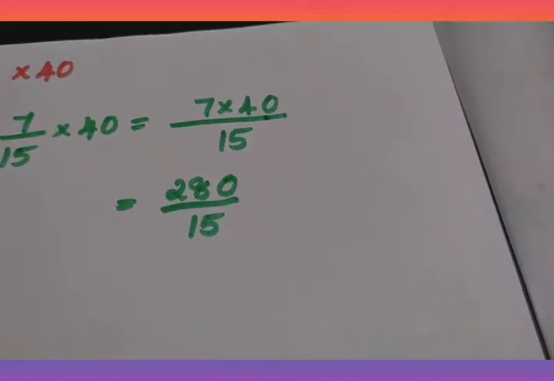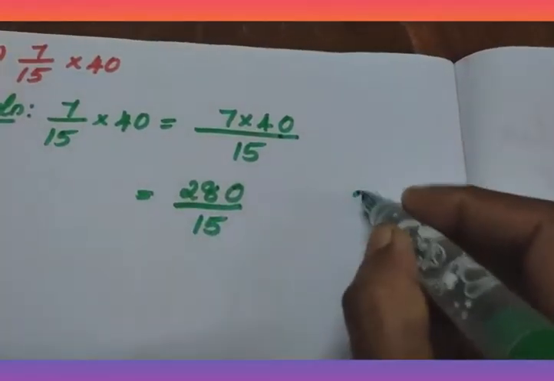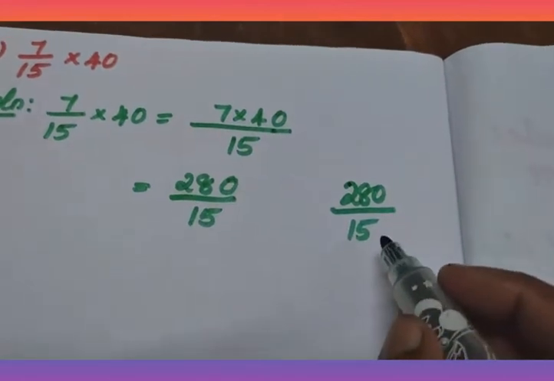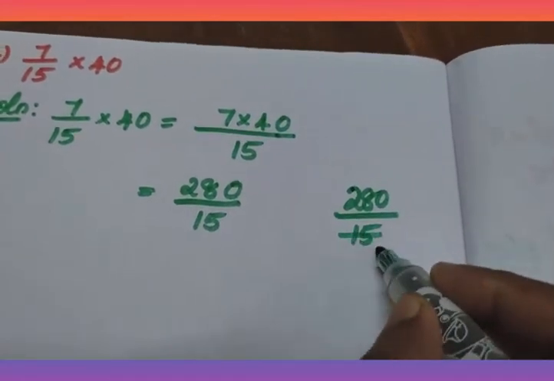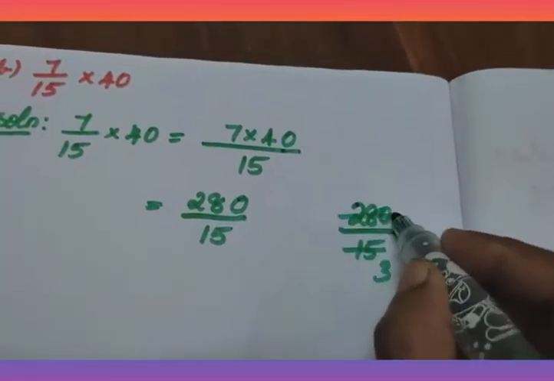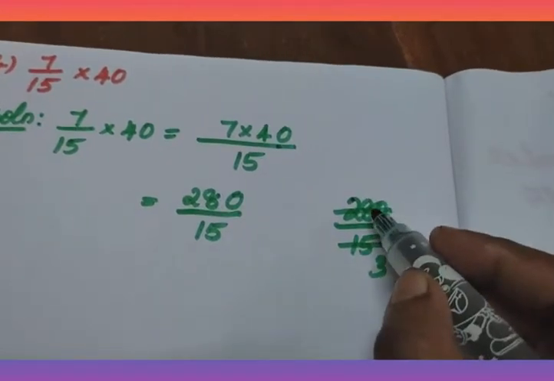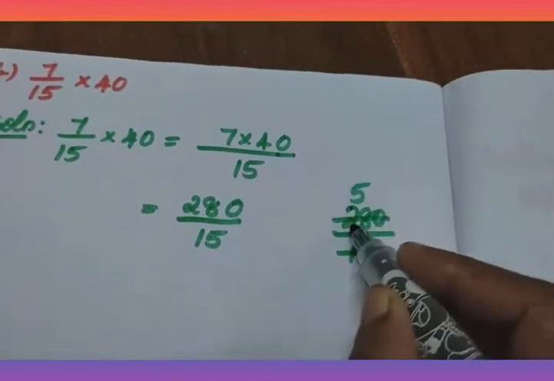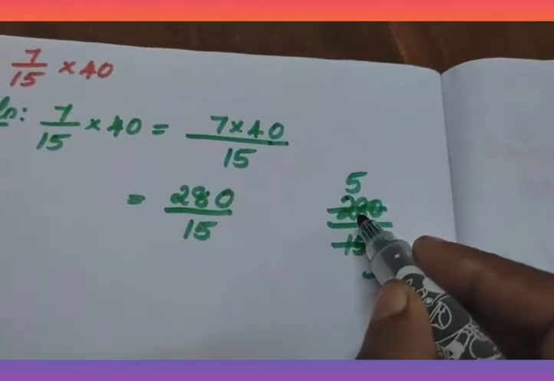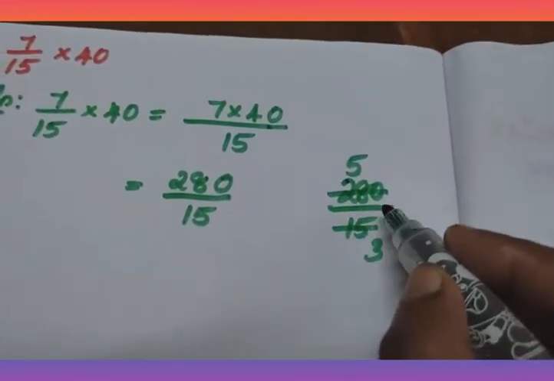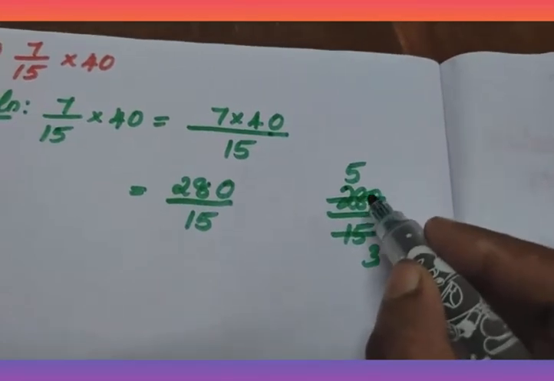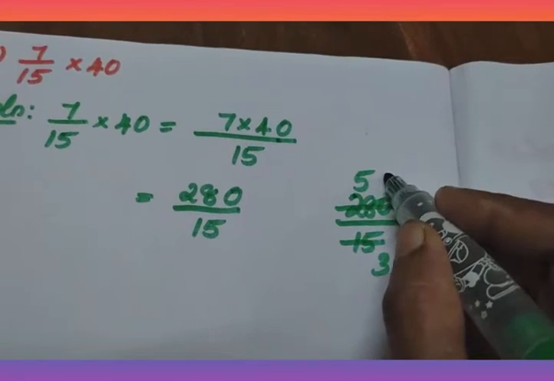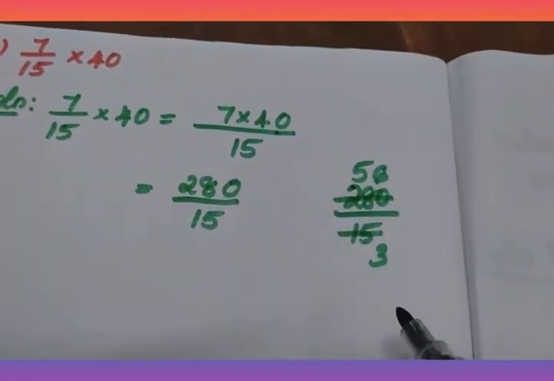Here 280 divided by 15, isn't it? We can divide by 5. 5 threes are 15, isn't it? If we divide 280 by 5, see, 5 fives are 25. Here 28 is there, 28 minus 25 is 3, isn't it? So here 0, that 3 and this 0 becomes 30. So 5 sixes are 30, isn't it?